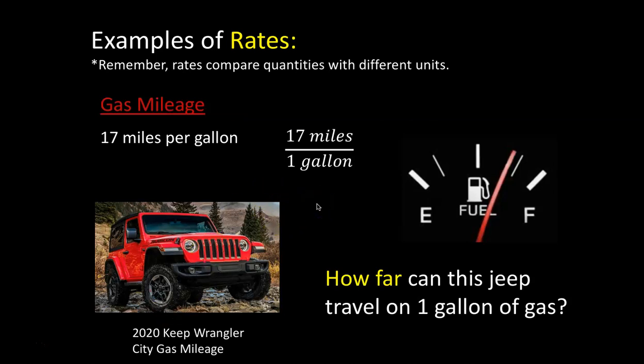In this example, we're answering the question, how far can this Jeep travel on 1 gallon of gas? We are comparing two quantities. We're comparing 17 and 1, and they have different units, miles and gallons. So our rate here is gas mileage. This Jeep gets 17 miles per gallon in this city. And then you can also write this as a fraction, 17 miles per 1 gallon.